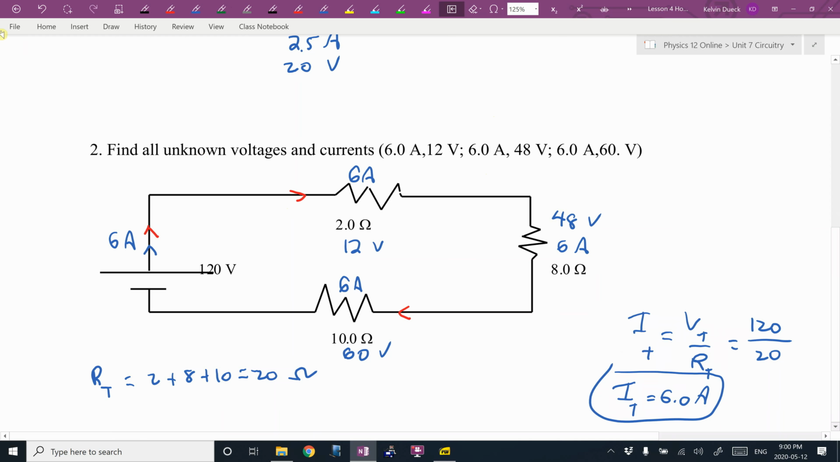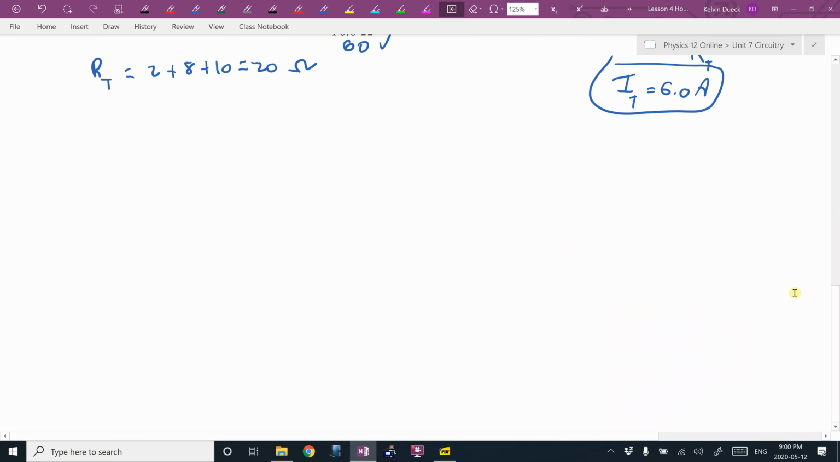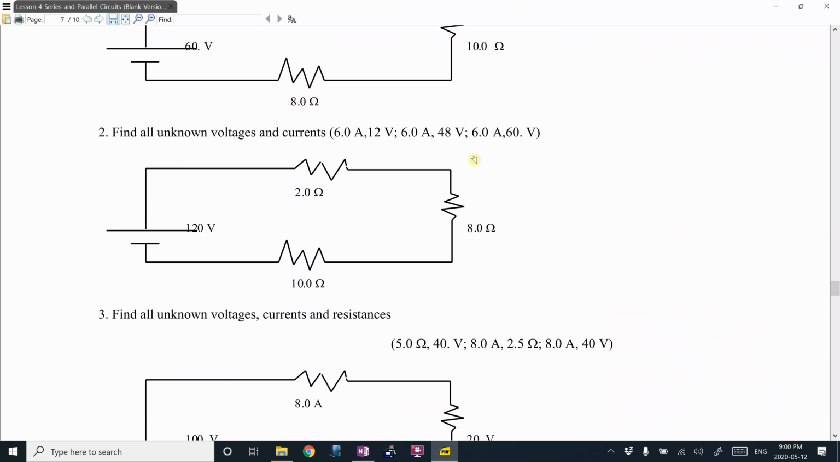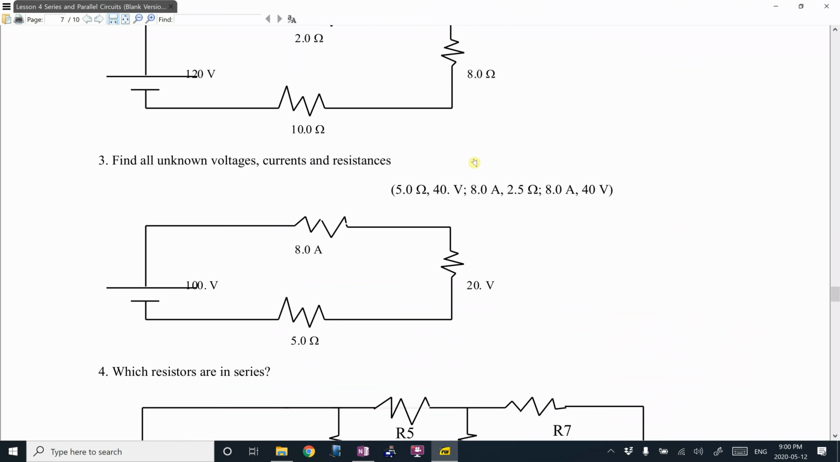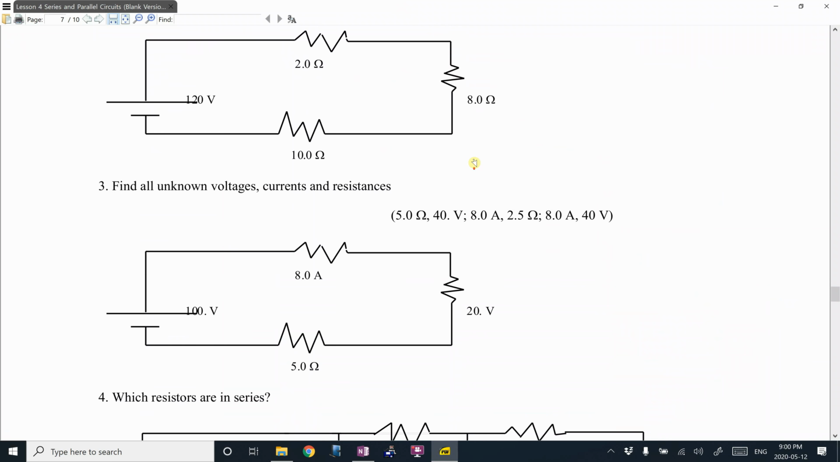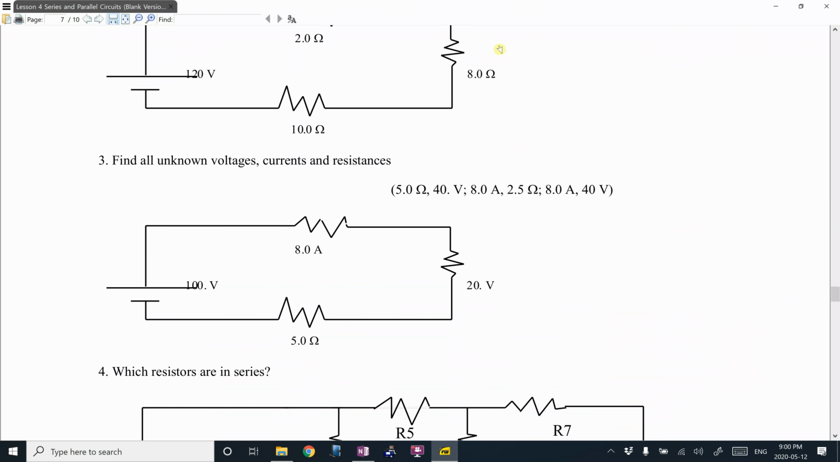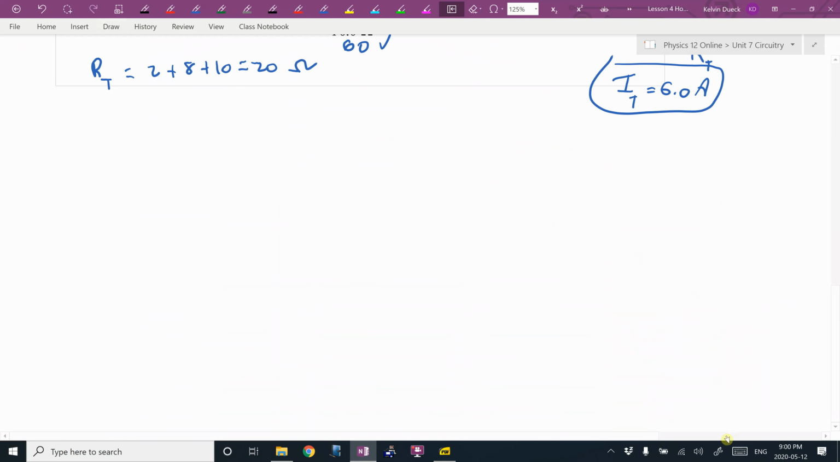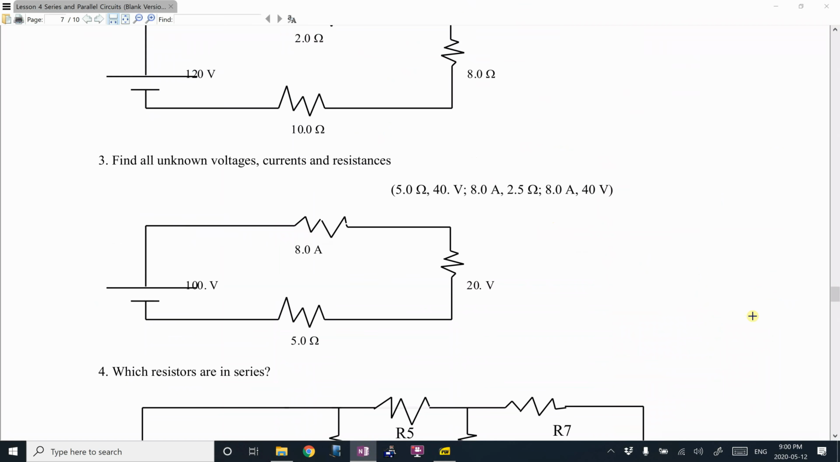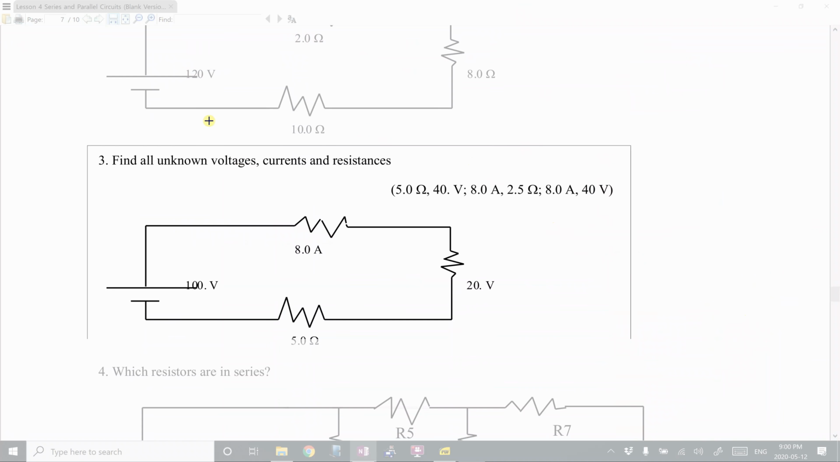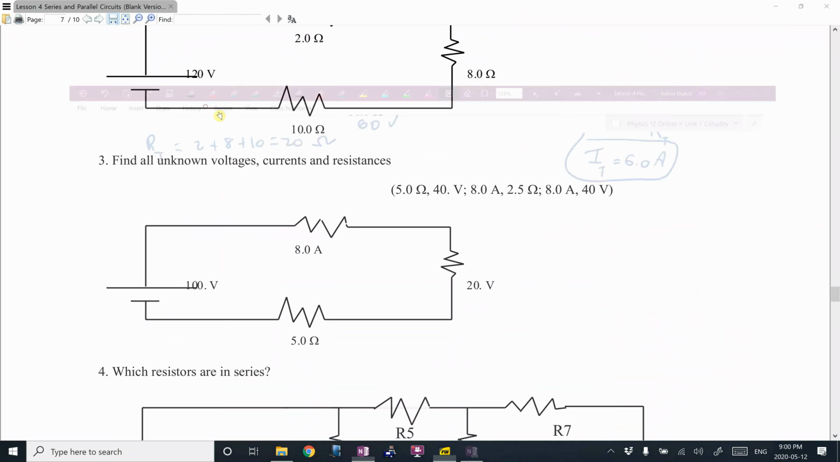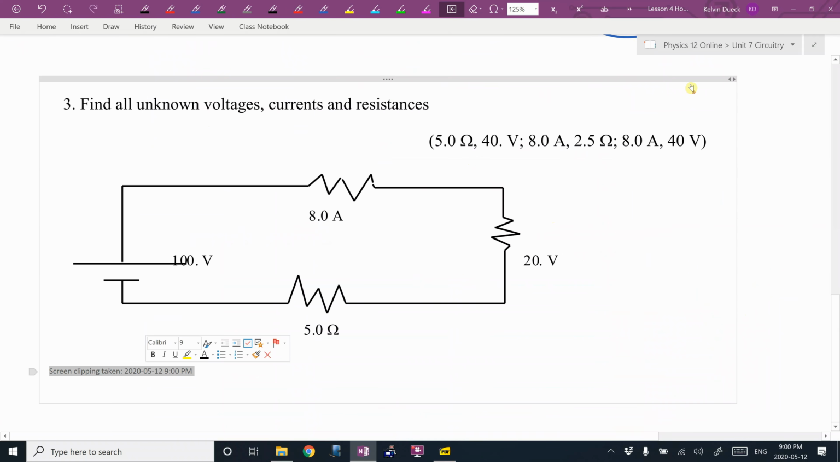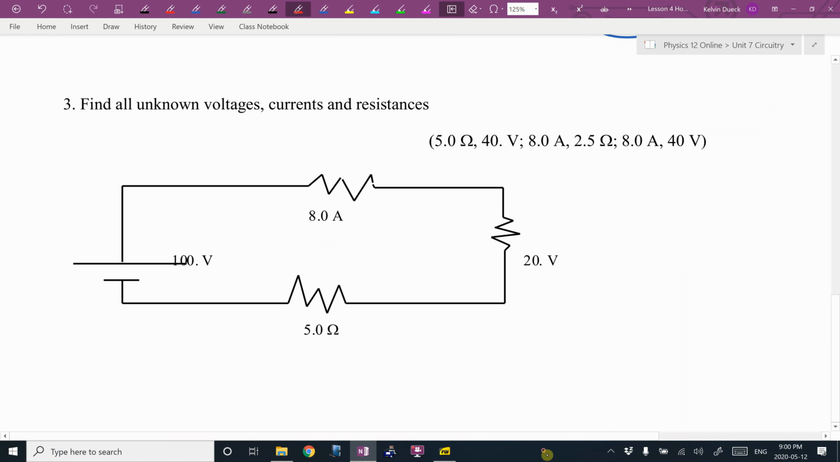Number 3. These are so much fun. Oh, ooh, they gave me current. This question's going to fall apart. It says find all unknown voltages, currents, and resistances. Label downhill.